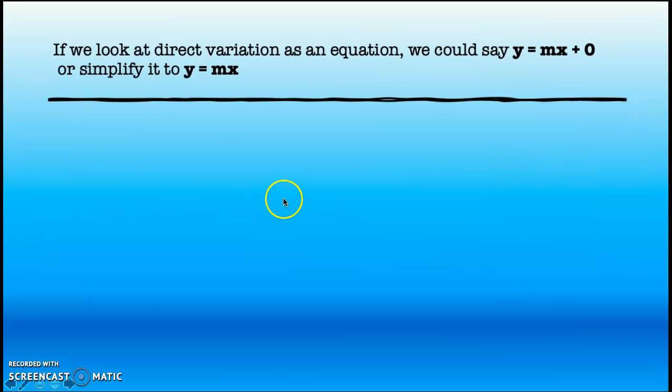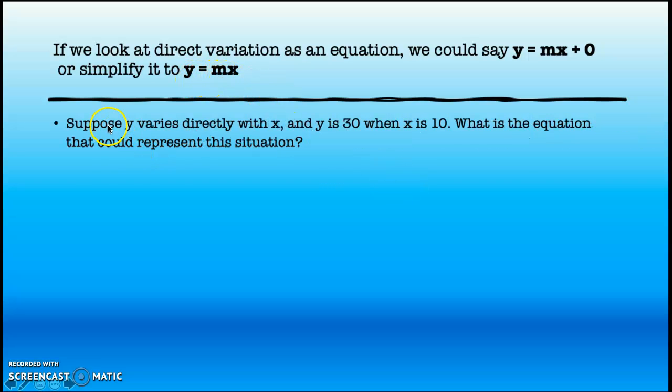Okay, moving on over. If we look at direct variation as an equation, we could say again, y equals mx plus 0, or simplify it to just y equals mx. So here's an example. Suppose y varies directly with x, and y is 30 when x is 10. What is the equation that could represent this situation? Okay, so again, y is equal to 30 when x is equal to 10. So what we need to do is plug those in. We know those coordinates of x and y, so we're trying to find out what's the slope.